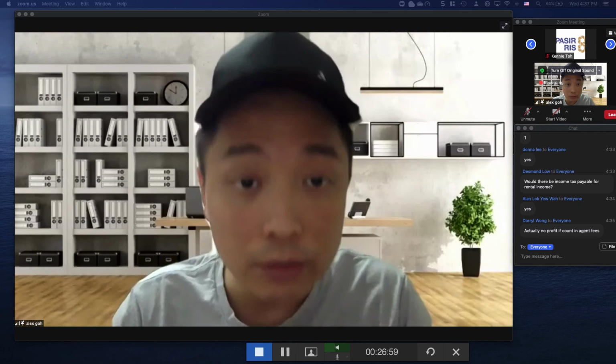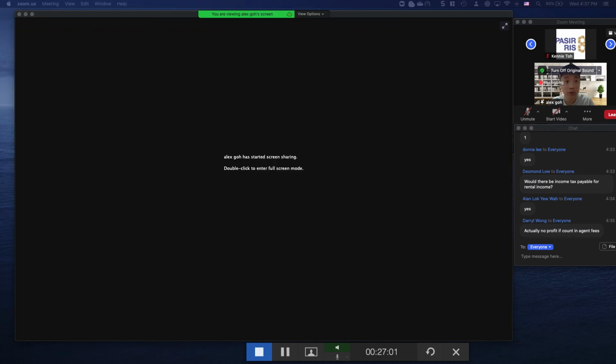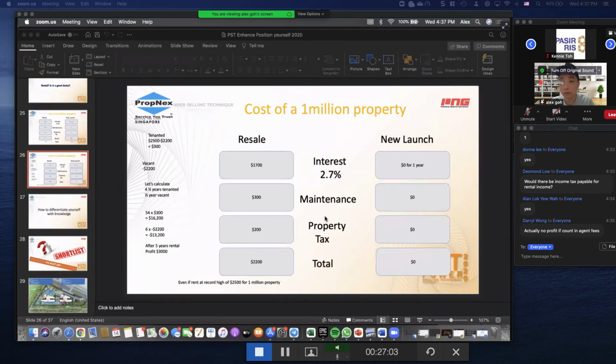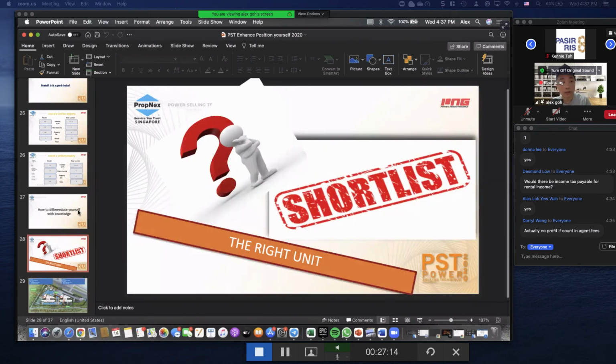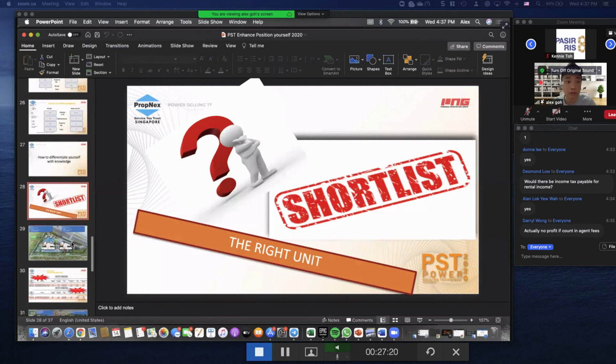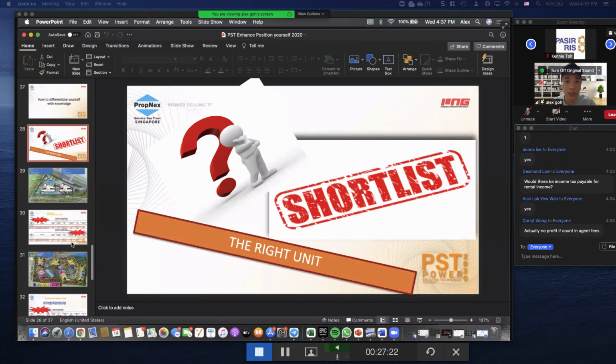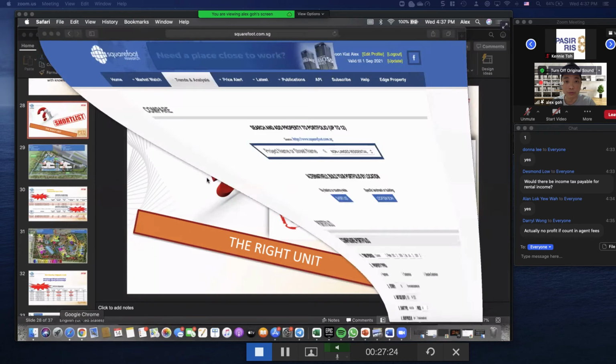So we'll go to the next one, which is, just now two of our friends said they are volunteering to do a presentation. So this one is how do we actually select a right unit? Okay, so we want to run through this first. Okay, never mind. I just run through this with you first.